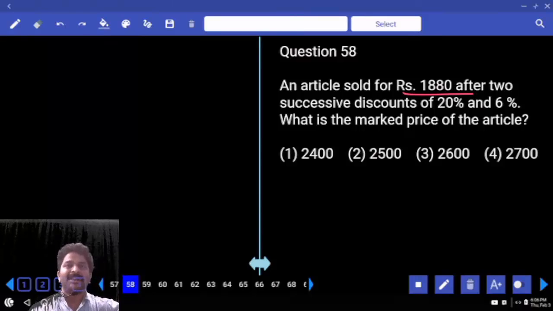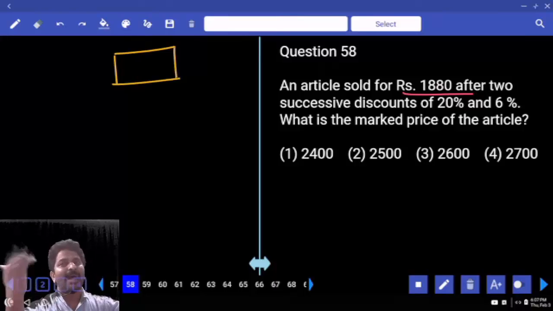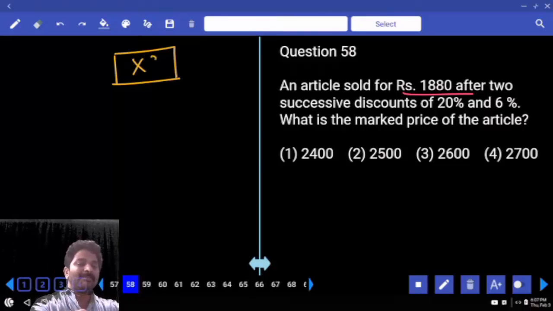1880, is that a 9 multiple? At least 3 multiple? Come on. If your initial number is a 9 multiple, whatever the percentage you add or subtract, the result is a 9 multiple only. If your initial number is a 3 multiple, whatever you add or subtract, the result is also a 3 multiple.